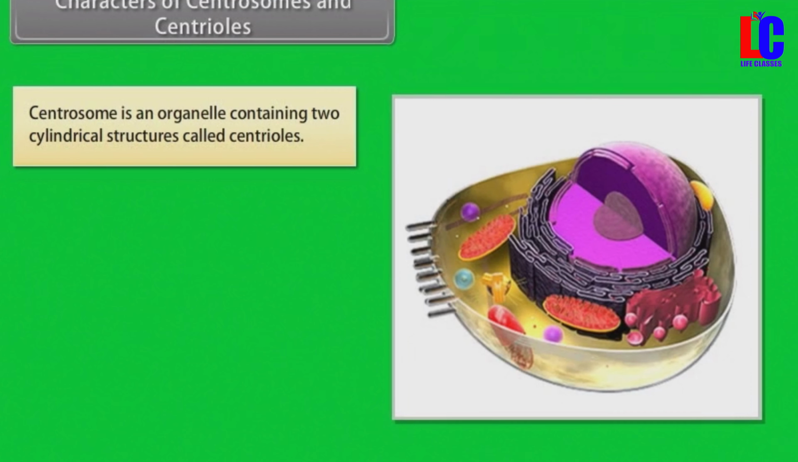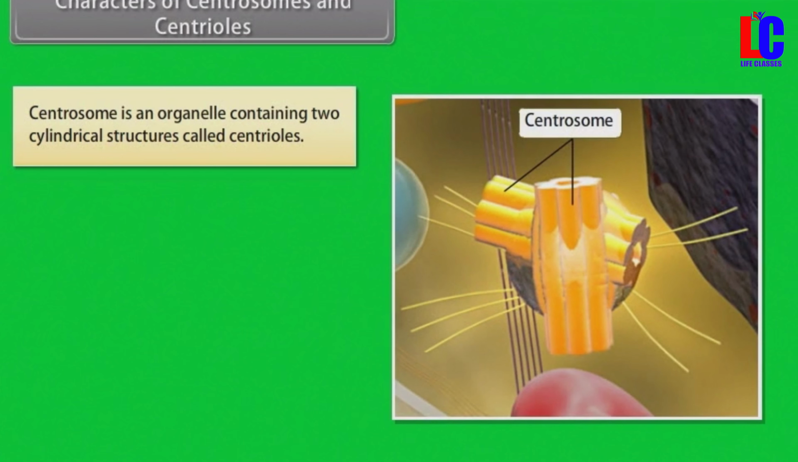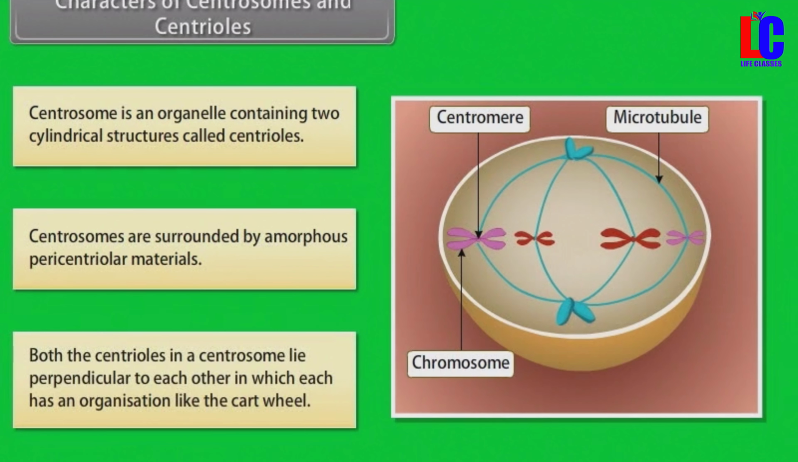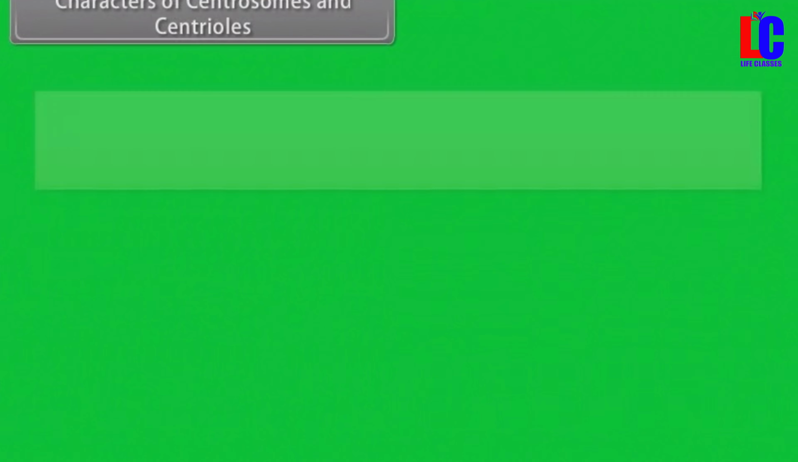Characters of centrosomes and centrioles. Centrosome is an organelle containing 2 cylindrical structures called centrioles. Centrosomes are surrounded by amorphous pericentriolar materials. Both the centrioles in a centrosome lie perpendicular to each other, in which each has an organization like the cartwheel.